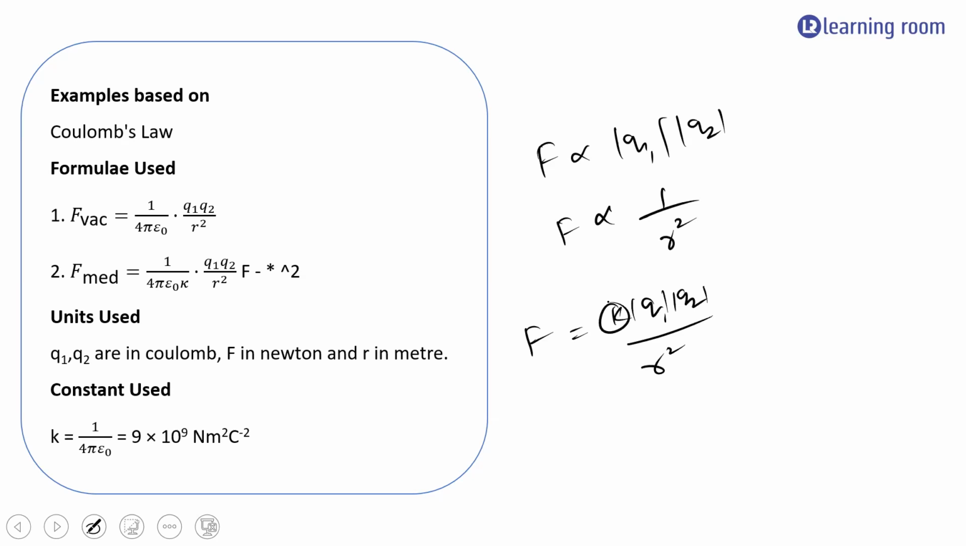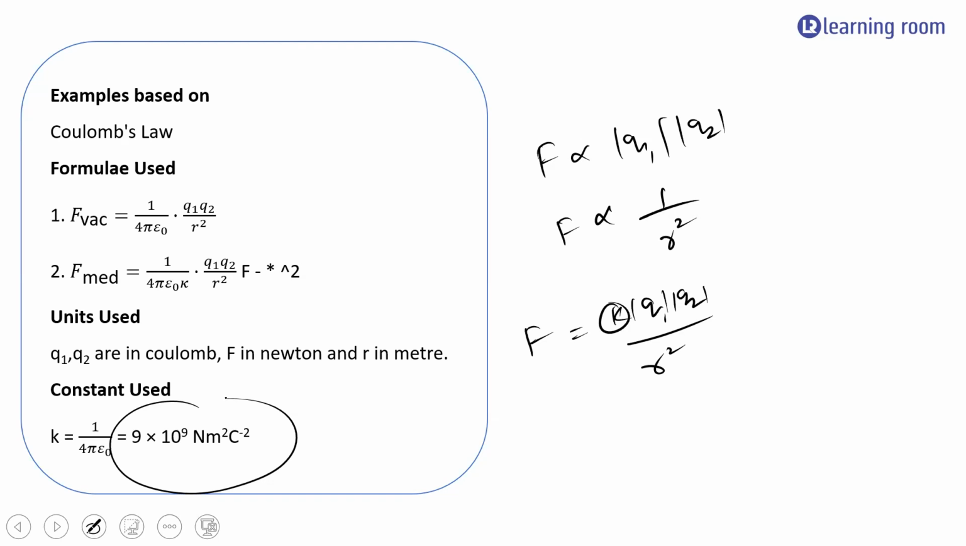What is the value of K? 1 by 4 pi epsilon naught. So how much is that value? It is going to be 9 into 10 to the power 9. You are able to see the number here, 9 into 10 power 9 Newton meter square per Coulomb square. I hope everybody knows how you got that value. Am I right? Now, 1 by 4 pi epsilon naught is used when the space between the charges is vacuum or air.